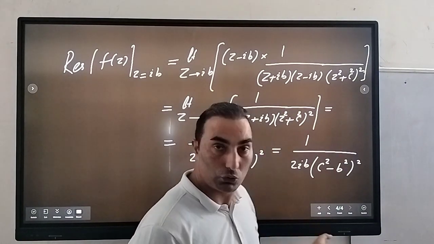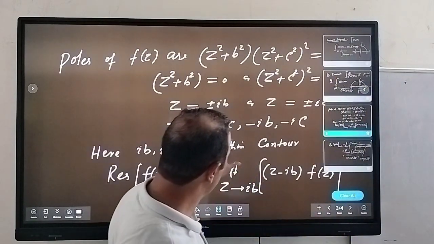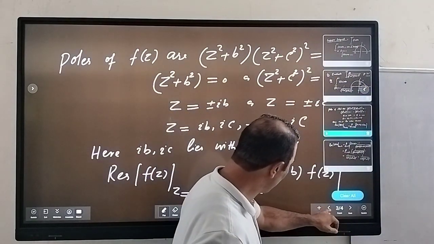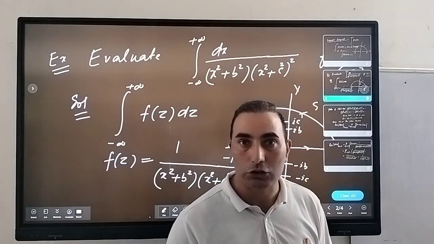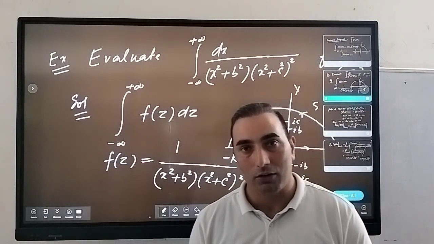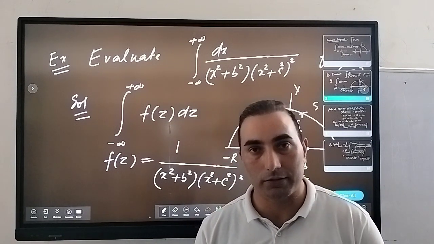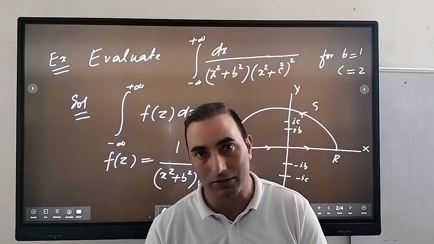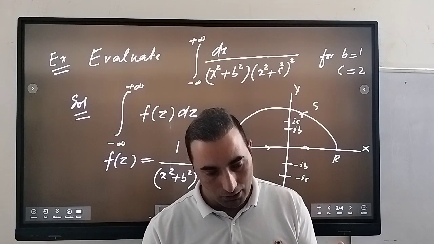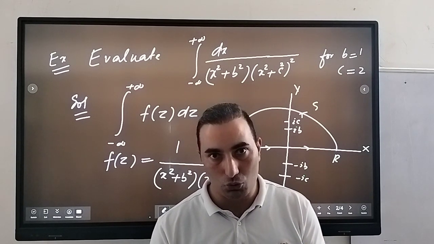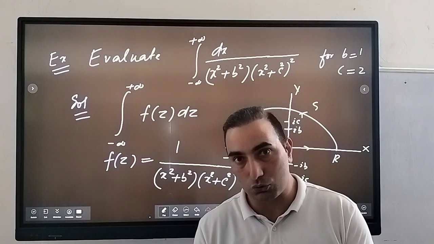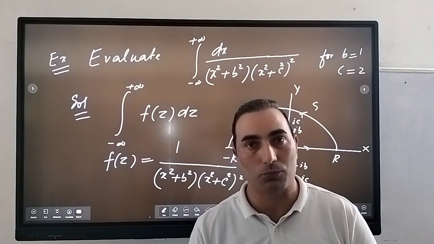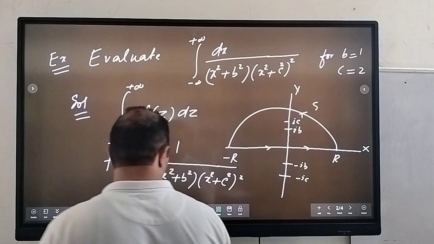But if you check the function f of z, f of z is basically this one. It is z square plus c square whole square. So that means we don't have a simple pole. It is a pole of order 2 here, right? So we need to compute the residue of this f of z at the pole of order 2. So you need to write the general formula for that, right? So I can rewrite here.